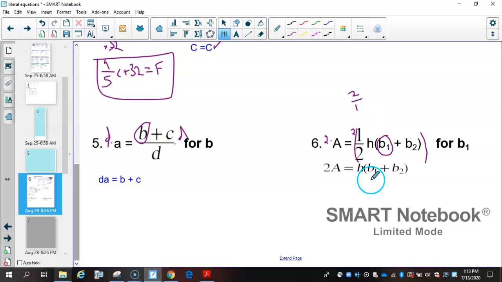And now we're going to go back to what we said earlier. H is being multiplied to this fraction, so to get rid of it, I'm going to divide this entire fraction by h, and this side by h. So we're left with 2a all over h equals, well, this h and this h, they will divide and become 1. That 1 is not necessary, so I'm just left with b1 plus b2.